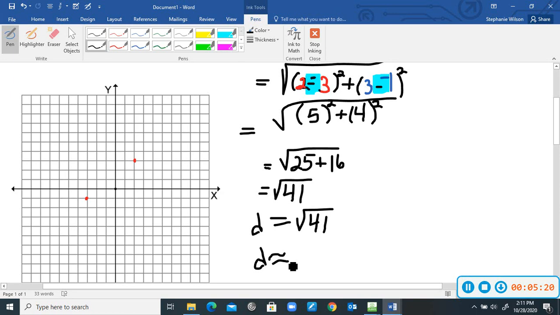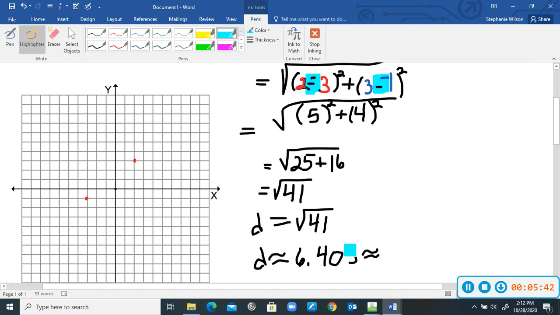Now, my approximate answer is only needed if you're asked to round to the nearest whatever place. We would say the square root of 41, and then we'd round. Let's round to the nearest hundredths. That means I need to go out to the thousandths in order to round to the nearest hundredths. Sometimes it asks us for more or less.